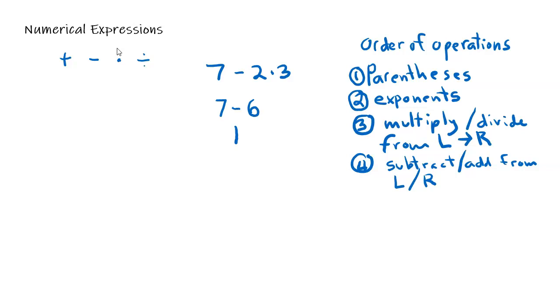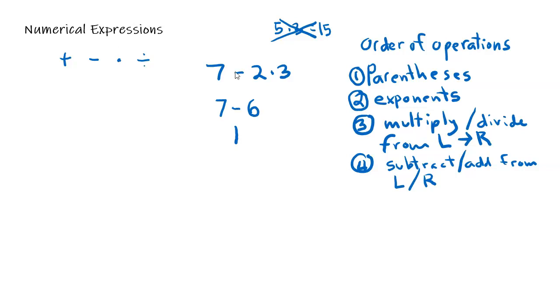Some people make the mistake of subtracting first, just because it's so tempting to. It's so tempting to subtract 7 and 2, which is 5, and then multiply by 3, which is 15. But obviously 15 is not equal to 1. This is the incorrect way to do that. Multiplication comes before subtraction. Let's look at another expression.